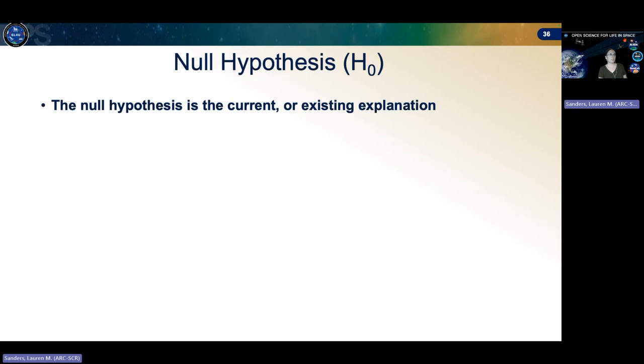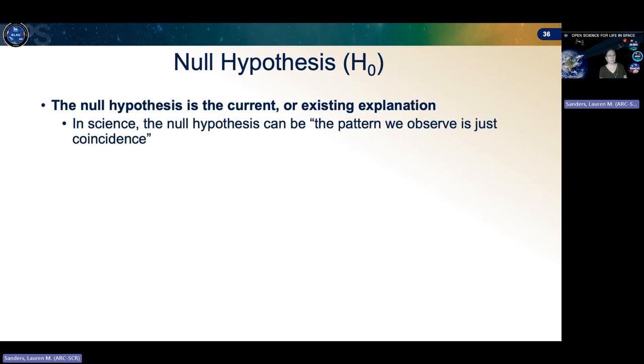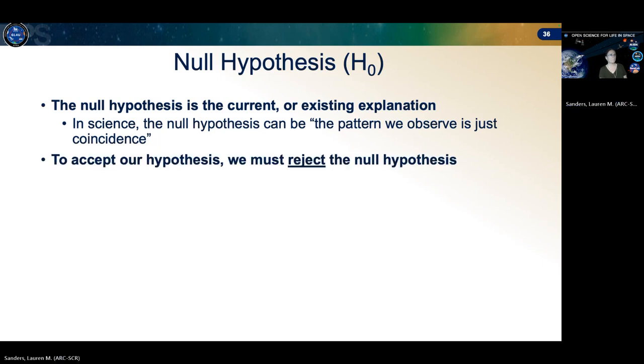Now, in science, we rely a lot on what we call the null hypothesis. The null hypothesis is the current or the existing explanation. And in science in particular, we will often say the null hypothesis is, okay, the pattern we're observing is just coincidence. It's not actually due to some biological phenomenon. So in order to accept our hypothesis, since sometimes we can't directly test it, we must reject the null hypothesis.